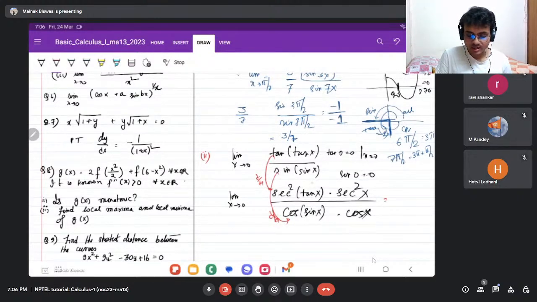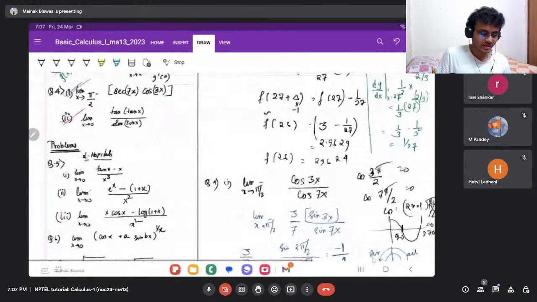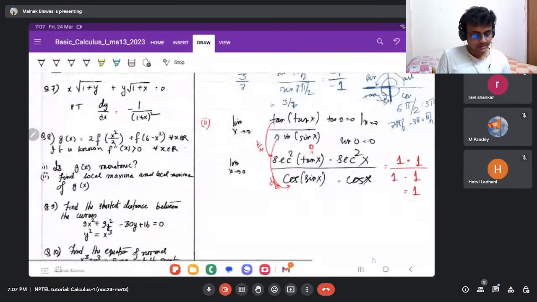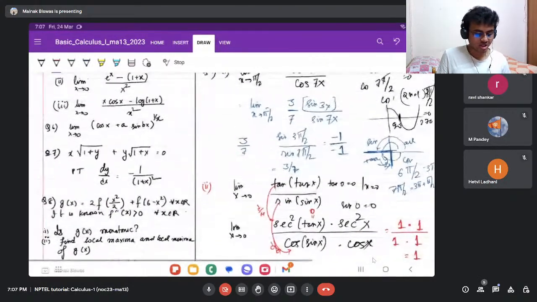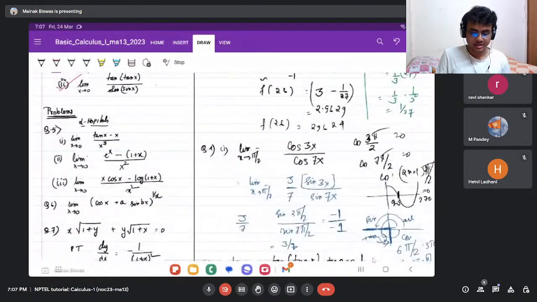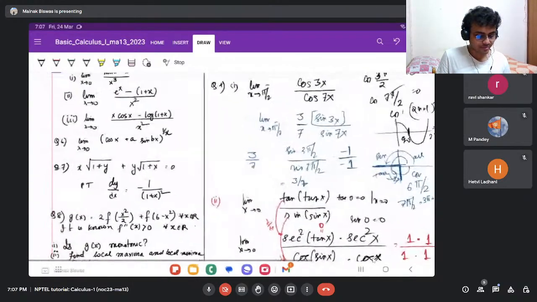So the numerator becomes, tan x is 0, so sec square 0 is 1, right? Cos and sec at 0 is 1, 1 into 1 by 1 into 1, which is 1, right? I think we are correct. Good to go, right? We'll do a few more L'Hopital's rule questions before going into more complicated questions. Let's do question number 5.